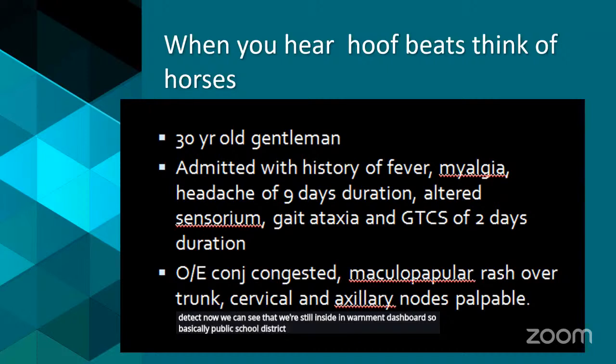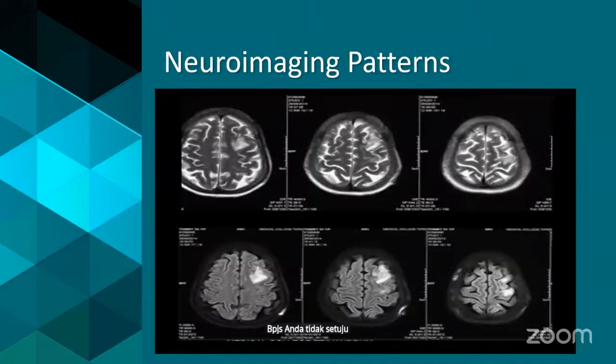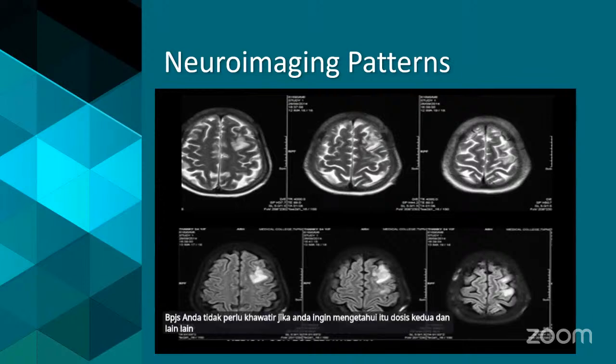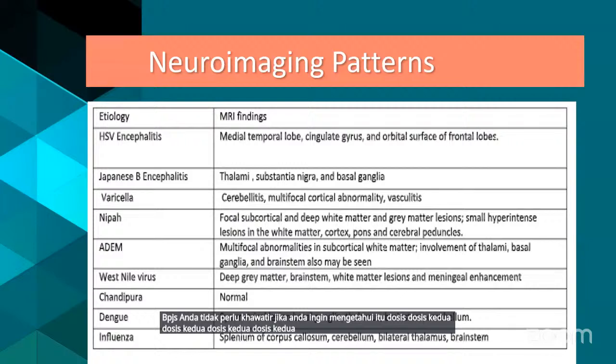On examination, he has a maculopapular rash as well as cervical and axillary nodes. And this is the neuroimaging pattern. It is showing FLAIR hyperintensities. So basically, it is an acute onset meningoencephalitis, and the clue is the rash as well as the presence of nodes. Based on the neuroimaging patterns for meningitis, and especially for encephalitis, you can have some idea about the microbiology involved or the pathogen.